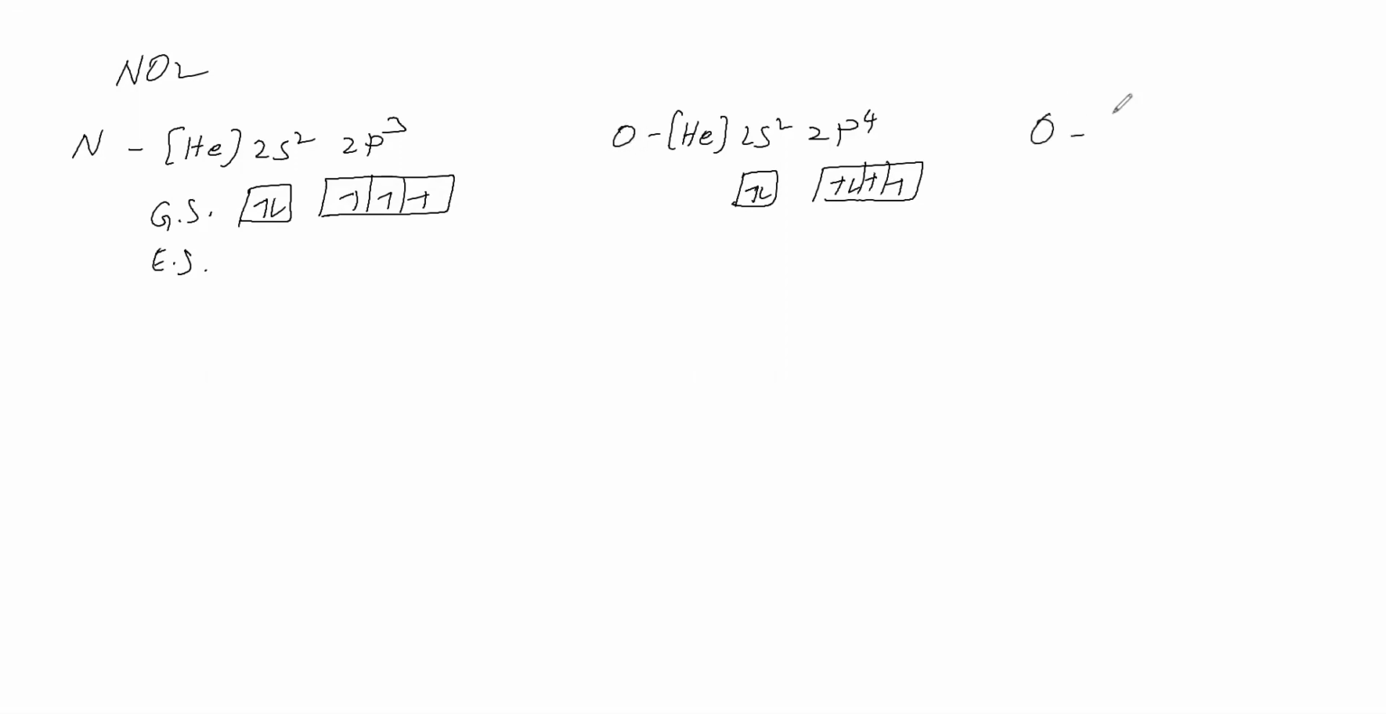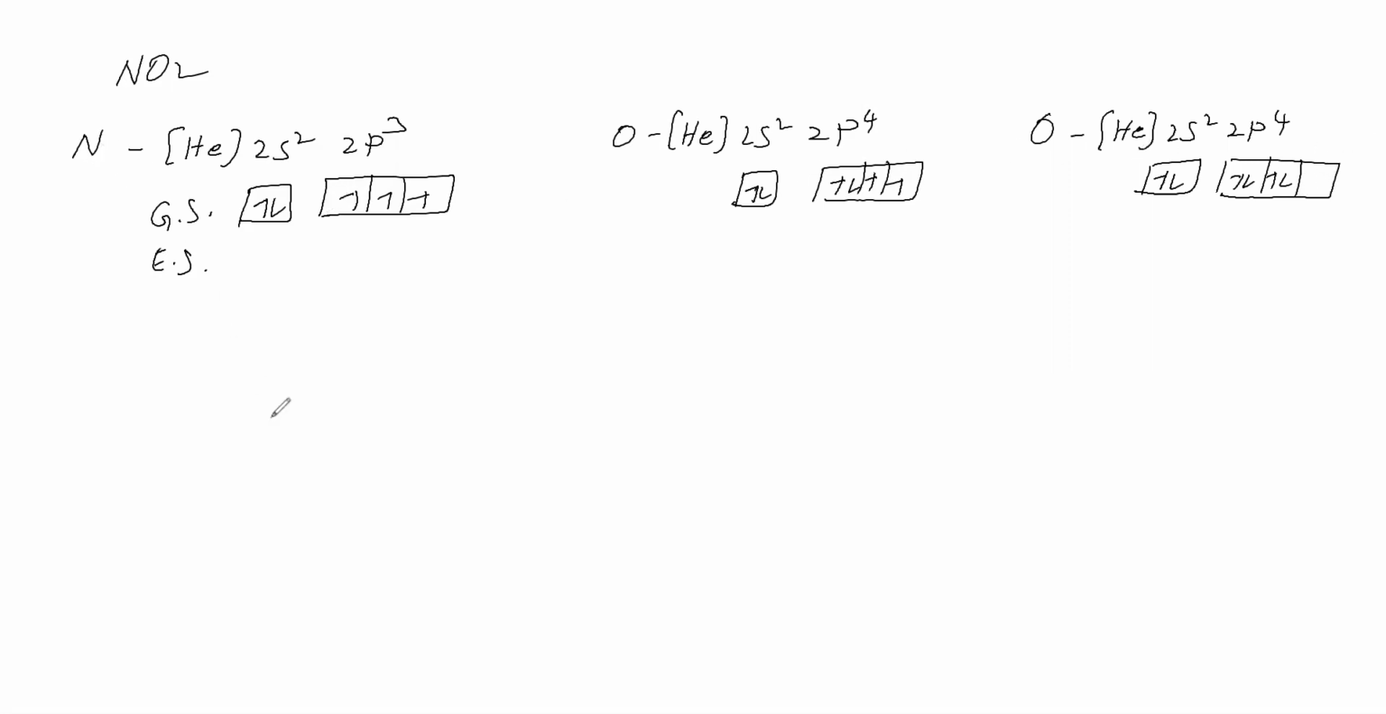Now we will take another oxygen. That other oxygen's electronic configuration is helium 2s2 2p4. How are we filling? 2s has one orbital, therefore two electrons. 2p has three orbitals. Those four electrons we are writing like this, disobeying Hund's rule. Here we have not obeyed Hund's rule, and we made a vacant orbital here, wantedly, though we are not obeying Hund's rule.